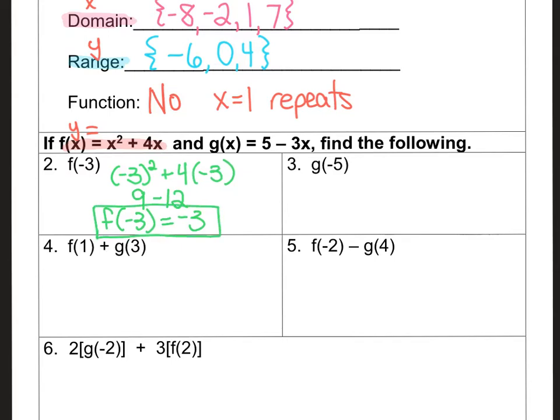So then we've got g of negative 5. The only thing different about this is that we have to use the g of x equation instead of the f of x equation. So we know that x is negative 5. We're going to plug that in for 5 minus 3 times negative 5. Remember that we would have 5 and then negative 3 times negative 5 would make a positive 15. So we're going to get g of negative 5 equals 20.